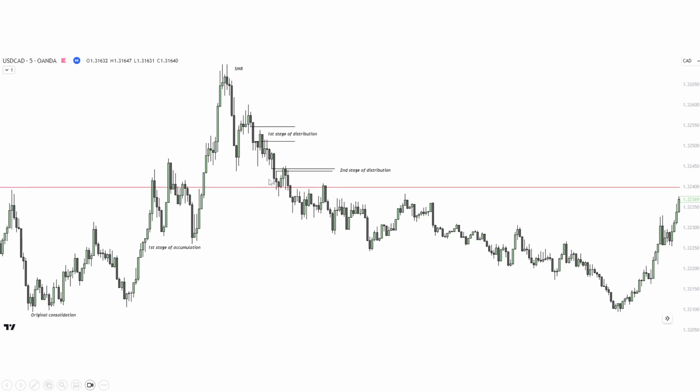Then we displace further down and we retrace once more, where we accumulate more to distribute down. So this is your second stage, right? I can reveal this part of the move is not in the time zone, not in the kill zone, so this is not really something you want to trade, but this still is a market maker sell model.